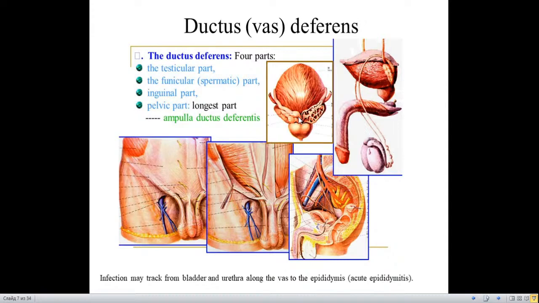And some clinical issues. You see, this tube is very, very long. And actually, this duct can be a way of spreading infection. You see, it terminates at the area of urinary bladder, seminal vesicles, prostate gland. So actually infection may track from bladder and urethra along vas deferens towards epididymis to cause its acute inflammation, acute epididymitis. So it is possible due to this topographical relation.